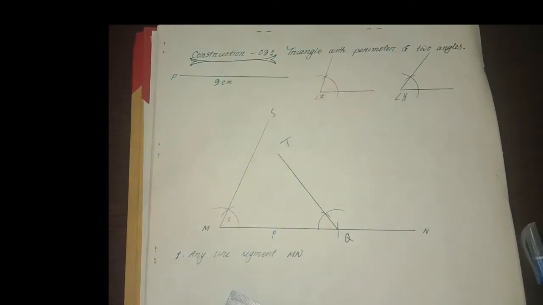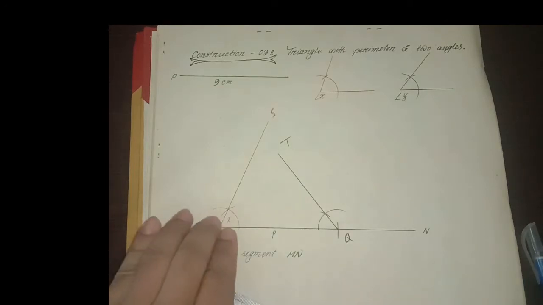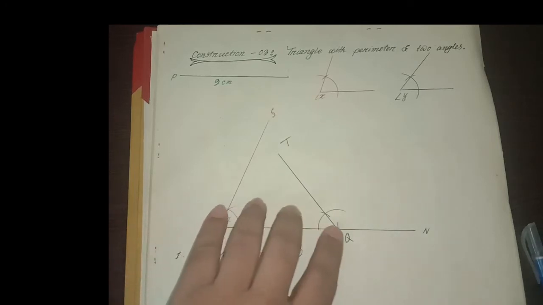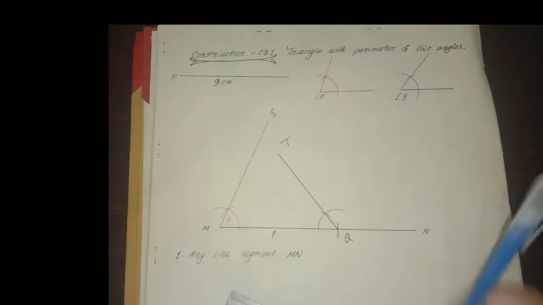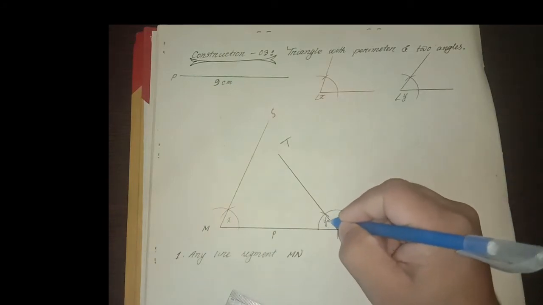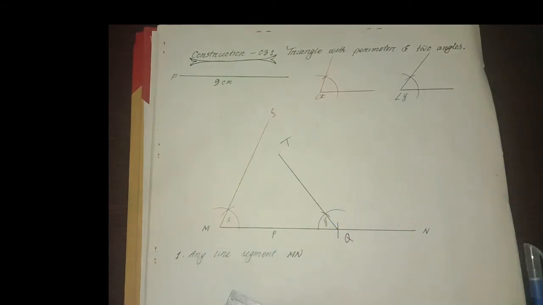Now look, among all the given data, we have used everything. Now the thing that I need to do is bisect these angles. First of all X and then Q, then Y. Okay, so let us bisect it.